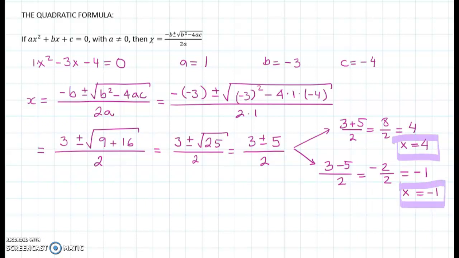If you want, you can check that those are actually solutions. You need to substitute the values of x equals 4 and x equals negative 1 in the original equation.